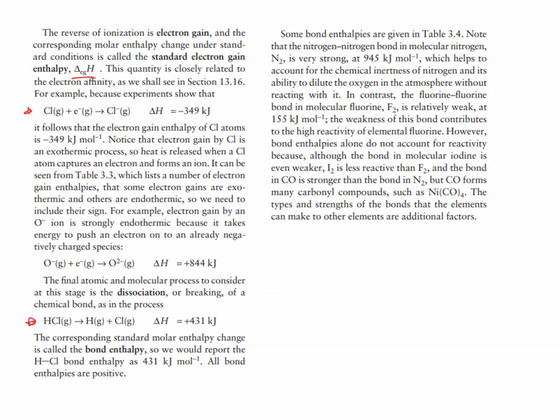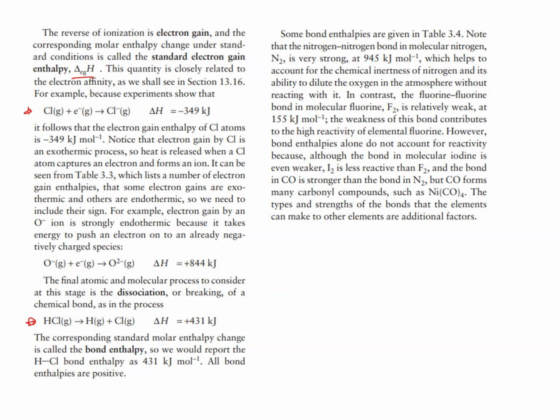I've rattled off a few tables, and we're going to do one more slide, then we're going to go through these tables. Note that the nitrogen-nitrogen bond in molecular nitrogen, N2, is especially strong at 945 kilojoules per mole, which helps to account for the chemical inertness of nitrogen and its ability to dilute the oxygen in the atmosphere without reacting to it, because oxygen is typically pretty reactive. In contrast, the fluorine-fluorine bond in molecular fluorine is relatively weak at 155 kilojoules per mole. The weakness of this bond contributes to the high reactivity of elemental fluorine.